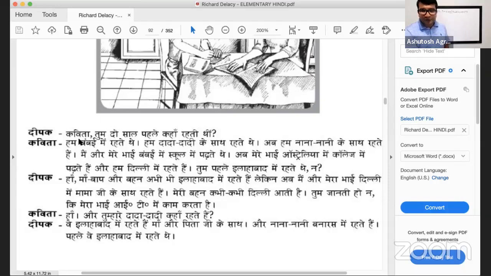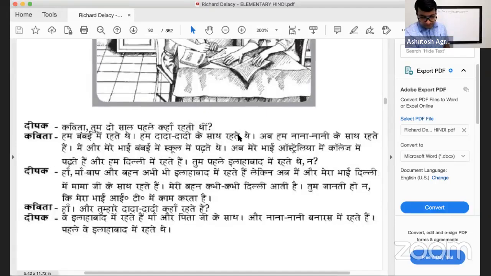Okay, keep on reading, Jackie ji. Hum dada dadi ke saath rehte the. Dada dadi is grandparents. Okay, and what does it mean? Hum dada dadi ke saath rehte the. We lived with our grandparents. We used to live with our grandparents. Yes, we used to live with our grandparents.